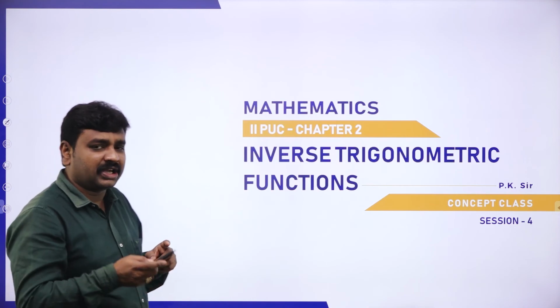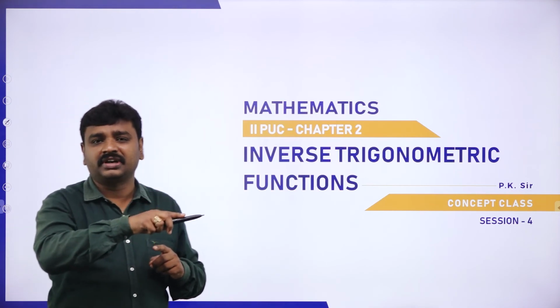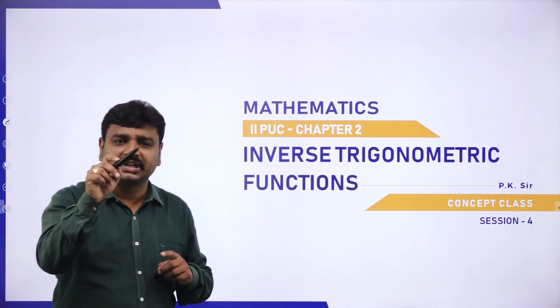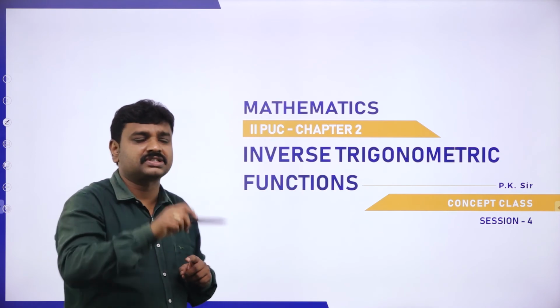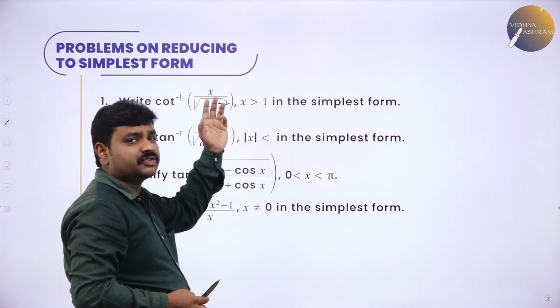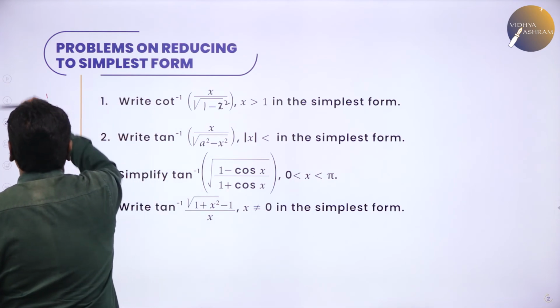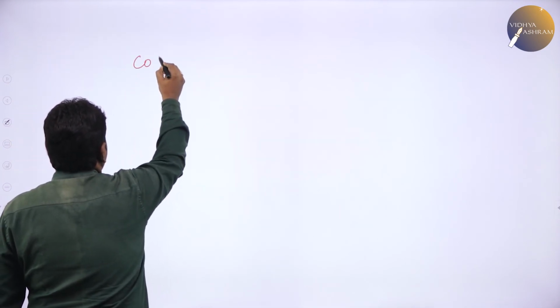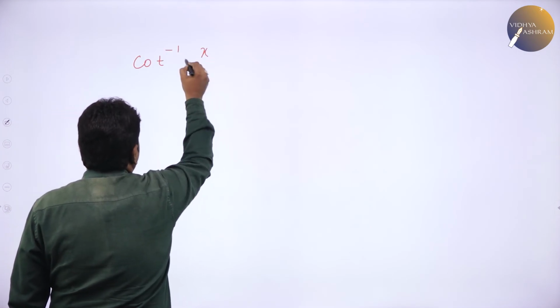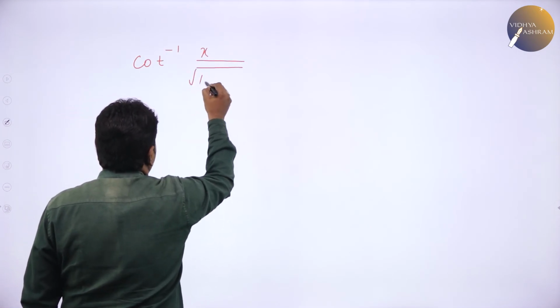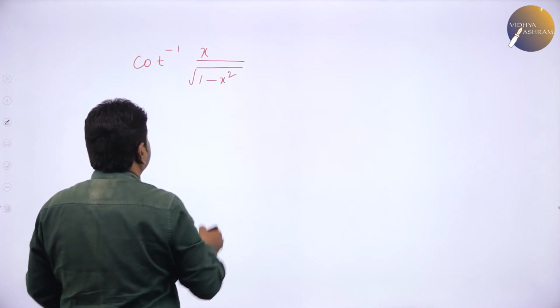In my last class I taught problems on domain and range. Now we are going to simplify the given inverse trigonometric functions. Write in simplest form: cot inverse of x divided by root of 1 minus x square. So I need to write it in simplest form.